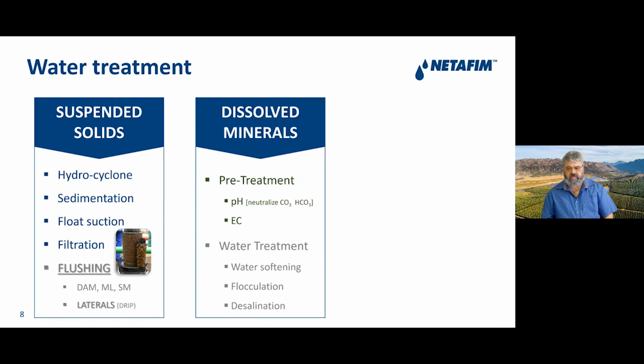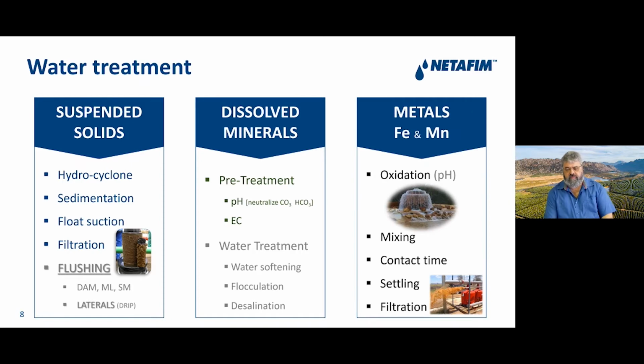Then lastly, we can have something like iron or manganese in the water that can create a problem, especially with dripper irrigation. For that, we need to do a process before we do filtration, and we will do oxidation. That will also be linked to the pH of the water, mixing, some contact time, settling in the dam, and then filtration.